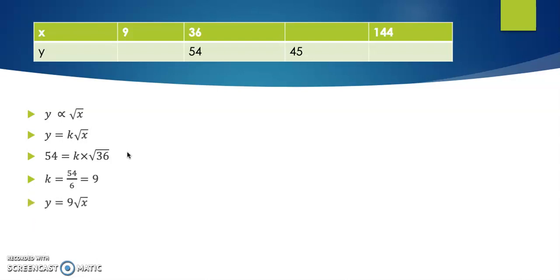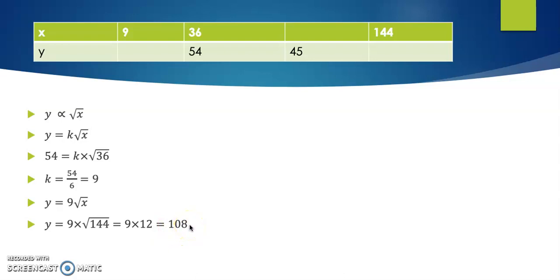Now what we have, y equals 9 root x. This is the equation we got. We have to fill the table by using these values. I'm doing only two for you, and the last one you will try for yourself. Now I'm taking this value of x, which is 144. So y equals 9 times root of 144. The root of 144 is 12. So 9 times 12 is 108.